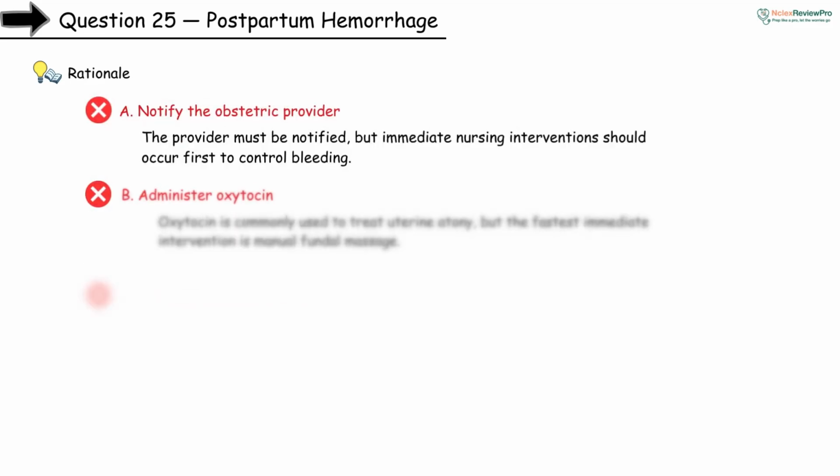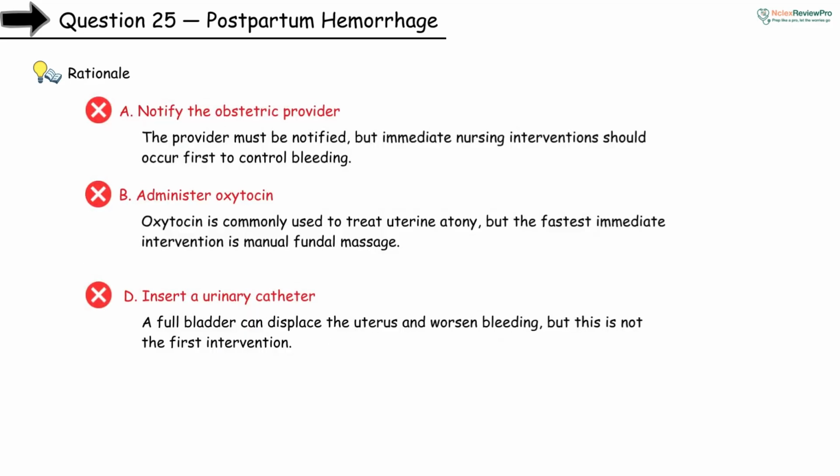Now let's go through the other options. Option A. Notify the provider. Important, but not first. You must act immediately to control bleeding before calling. Option B. Administer oxytocin. This is appropriate treatment, but it comes after fundal massage. Massage is faster and can be done immediately at the bedside. Option D. Insert a urinary catheter. A full bladder can displace the uterus and worsen bleeding. But again, this is not the first step.